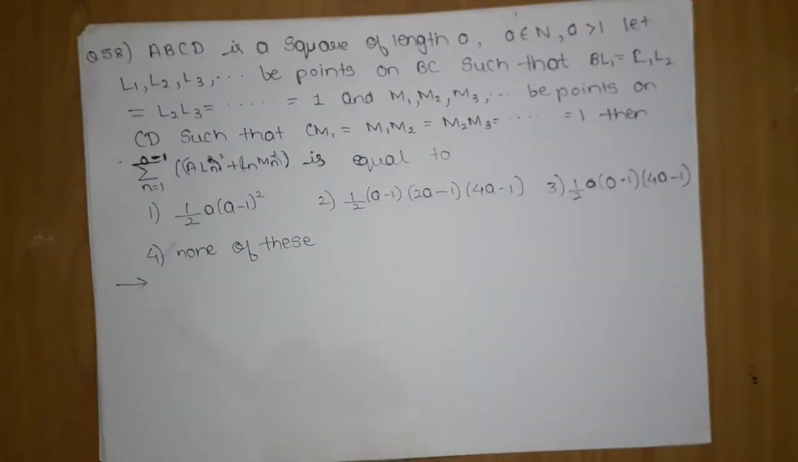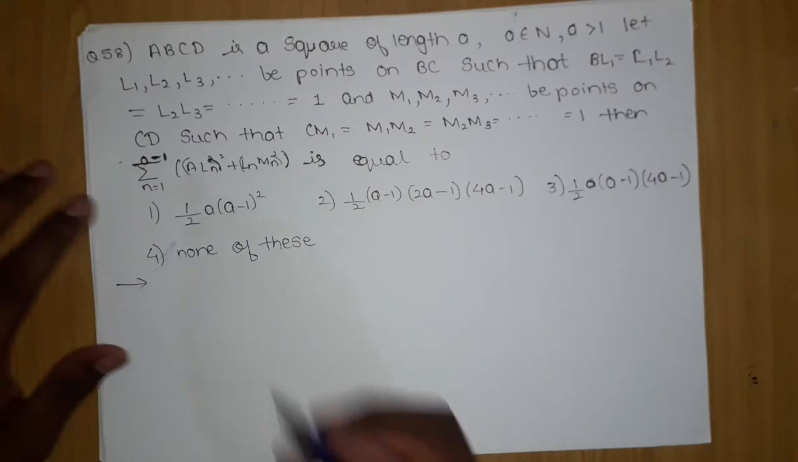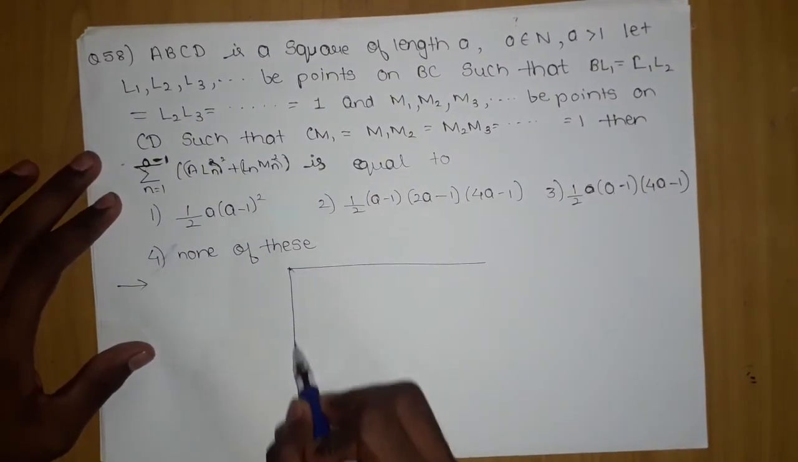Now this is the question, question number 58, which says ABCD is a square of length a, and a belongs to natural numbers, a greater than 1. Let L1, L2, L3 and so on be points on BC such that BL1 is equal to L1L2 is equal to L2L3 and so on is equal to 1, and M1, M2, M3 and so on be the points on CD such that CM1 is equal to M1M2 is equal to M2M3 and so on is equal to 1. Then the summation n equals 1 to a minus 1, of (A Ln) the whole square plus (Ln Mn) the whole square, is equal to what? So let's consider a square first of all.